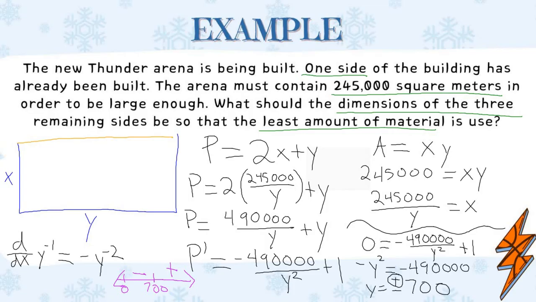Turning point. Okay, specifically what kind? Minimum, right? Which is what we want because we wanted the least amount. So it makes sense that we should have a minimum there. Then what's the last thing that we need to find? What x equals. So x equals 245,000 divided by y. So what is 245,000 divided by 700?